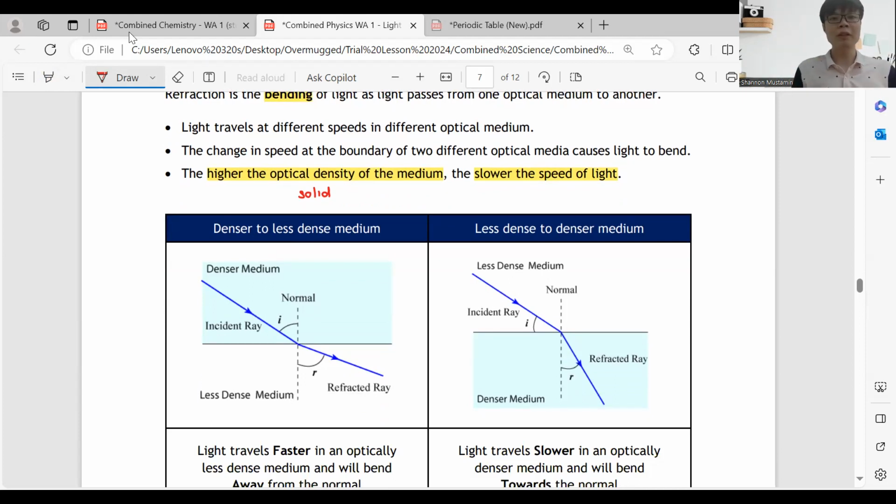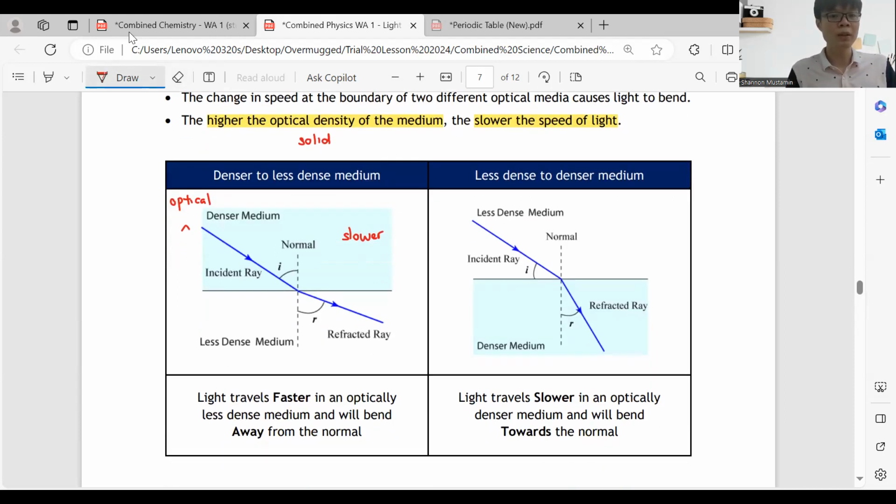Okay, two scenarios over here. If you are going from a denser to a less dense medium, optically denser means slower. Take note, you don't need to write optical here because there's no space, so I never wrote it. Over here as well. Cannot just write denser, less dense. If you are answering open-ended, you need to say optically denser, optically less dense for the full marks.